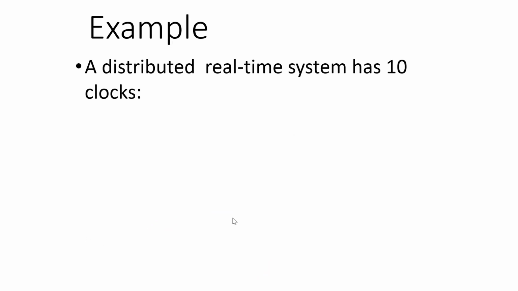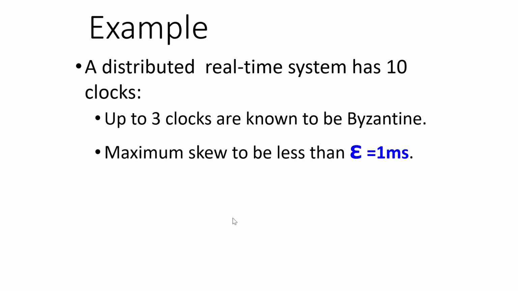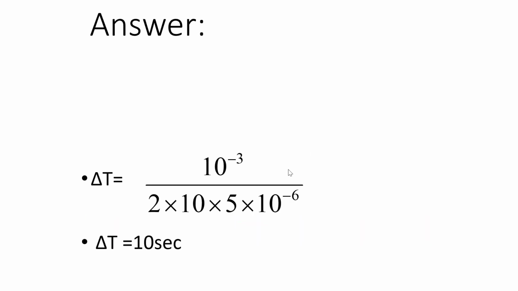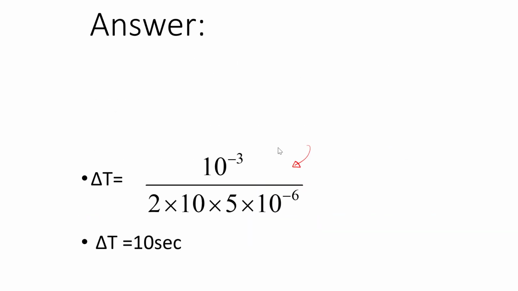So the example is like this, that a distributed real-time system, let's say it has 10 clocks, up to 3 of them are known to be Byzantine. The maximum skew needs to be less than epsilon equal to 1 millisecond. This is the maximum drift rho. So the resynchronization interval is just given by this formula, which was explained over here. So if you just go back, it was explained that it will be greater than epsilon by 2n rho. So all that you need to do is have epsilon over here, right, 2 over here, n over here, right, 2n rho.